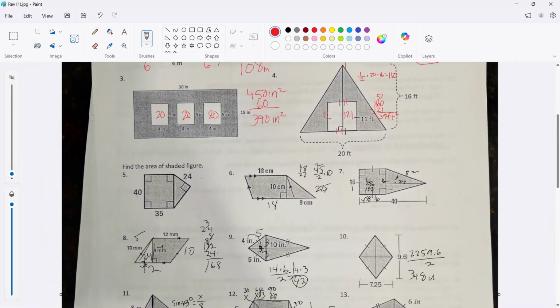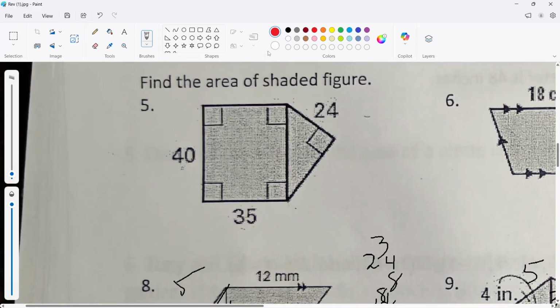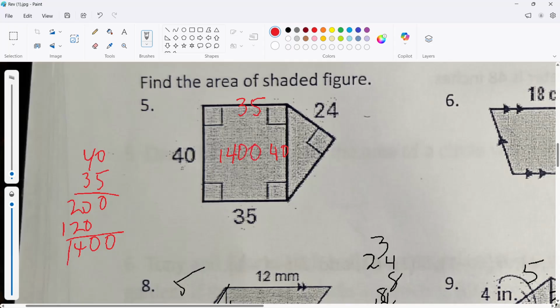All right, next one. Find the area of the shaded figure. Well, the whole figure is shaded. This is 40, because that's a rectangle. This is 35. You can use a calculator. What is 40 times 35? I'm going to get that rectangular part. 1,400. Now I just have to get this part.